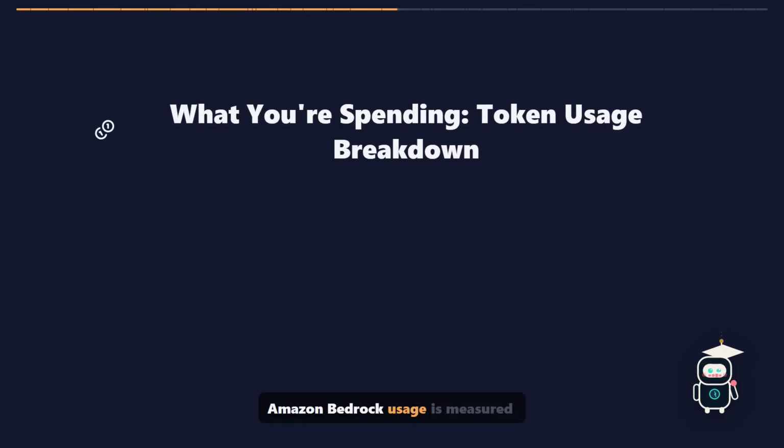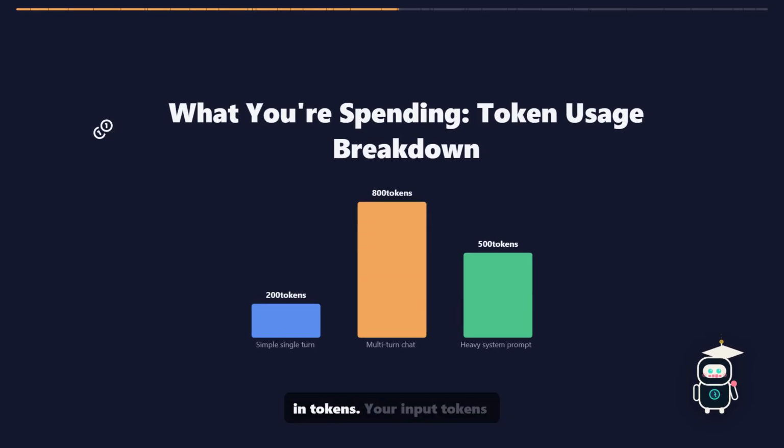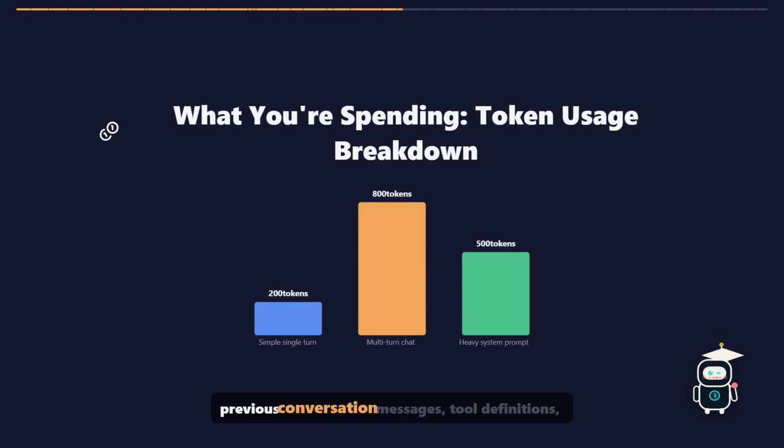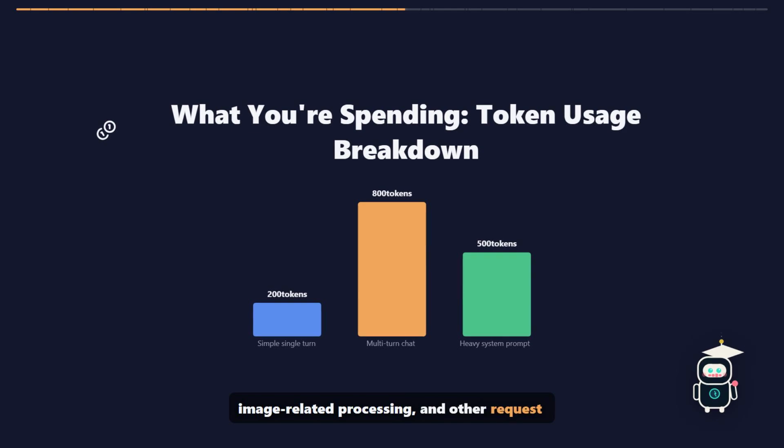Amazon Bedrock usage is measured in tokens. Your input tokens can include more than the user's visible question. They may also include the system prompt, previous conversation messages, tool definitions, image-related processing, and other request content.